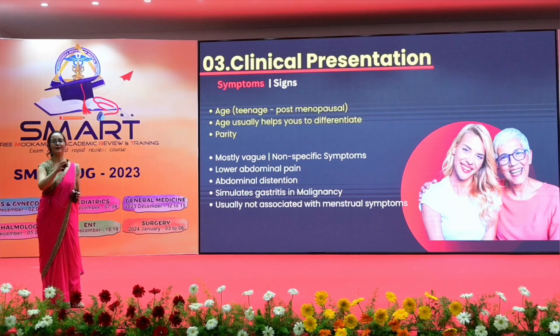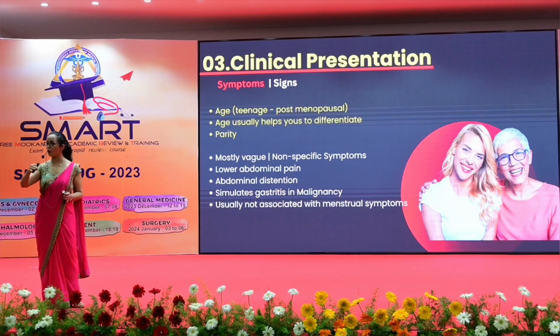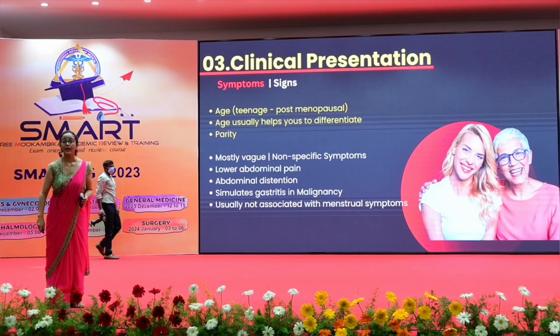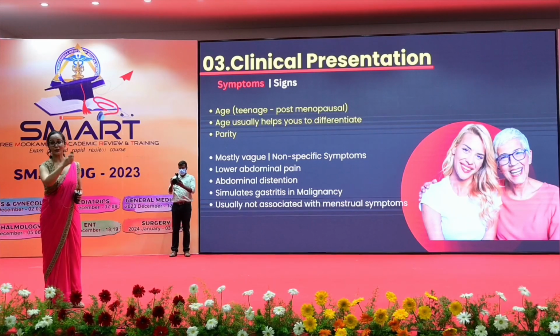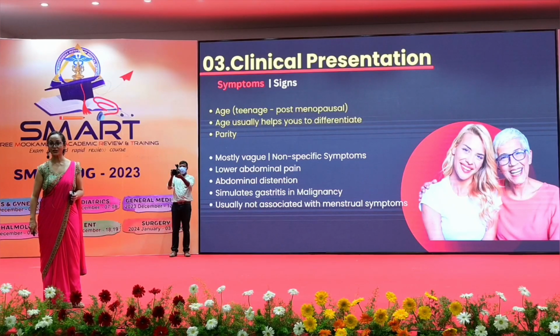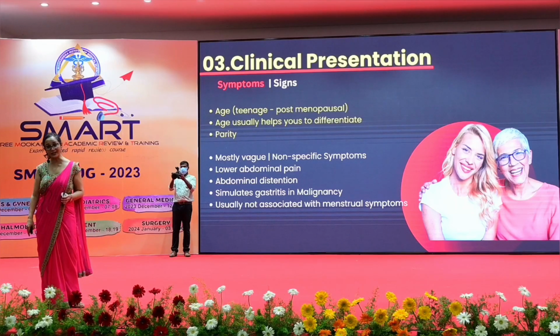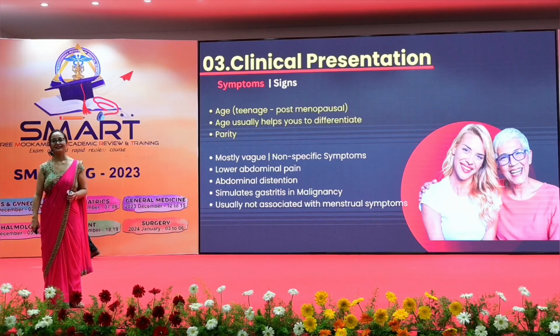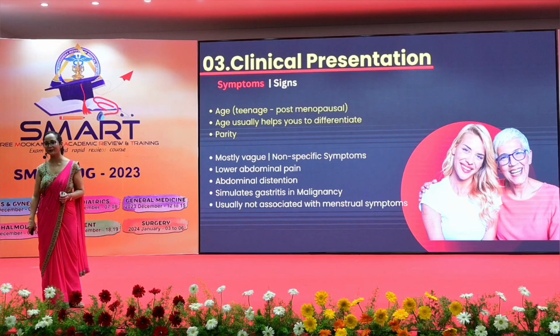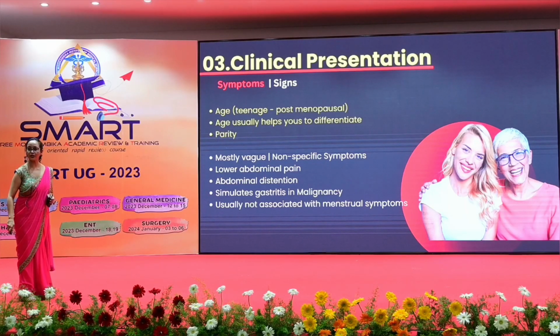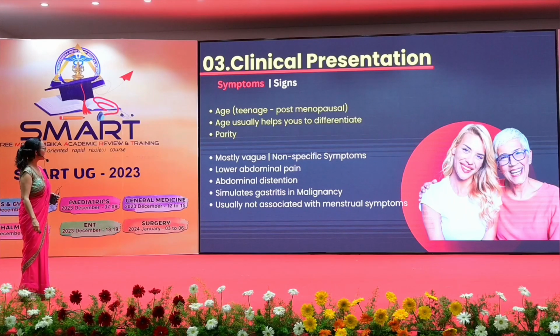Germ cell tumors occur in the early age group, when a small child comes with an adnexal mass. Late in life, if an old patient comes with an adnexal mass, what is the first thing that should come to your mind? Which ovarian cancer out of what I told you? 80% of postmenopausal patients who have an ovarian cancer have epithelial ovarian cancer. Remember this. So it can happen at any age, but if you know the age, it really helps to differentiate in your case diagnosis. Parity.